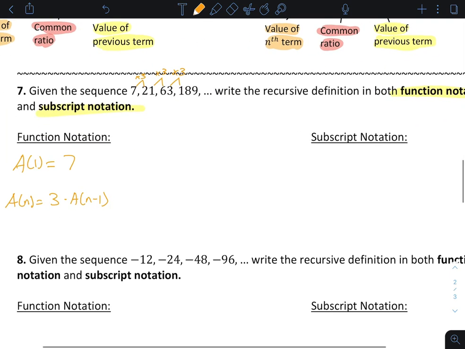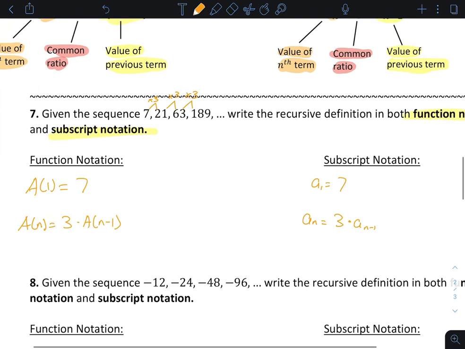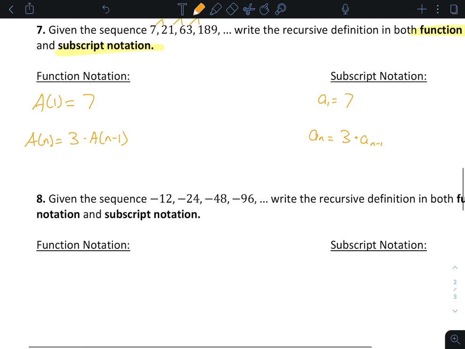Same thing here, subscript notation. It's very similar. We saw that the first term was 7, and our common ratio here was 3, and we just leave it like that. So again, very similar, except that one of them has a subscript.